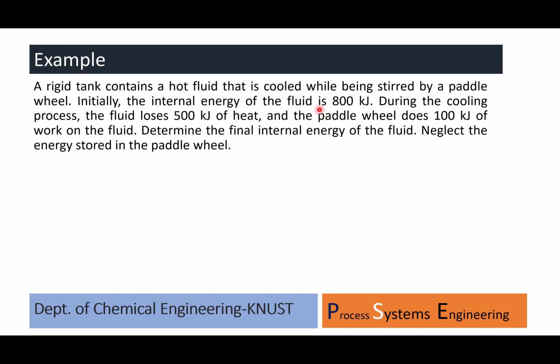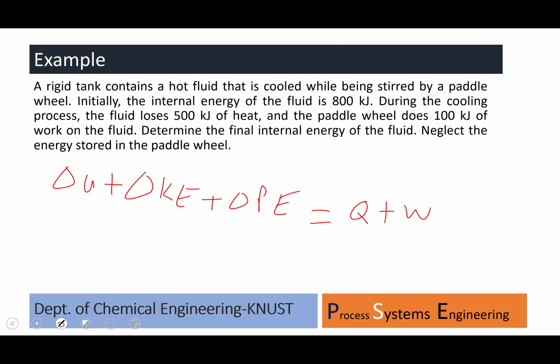So we take our terms one by one. But what we normally do is that we have to start from our equation, right? We are told that it's a rigid tank that's containing a hot fluid and is being cooled. We are not seeing any movement of material into and out of the system, so we know that we are working with a closed system. So we can start with our relation where we have our change in U plus our change in KE plus our change in potential energy to be equal to our Q plus our W.